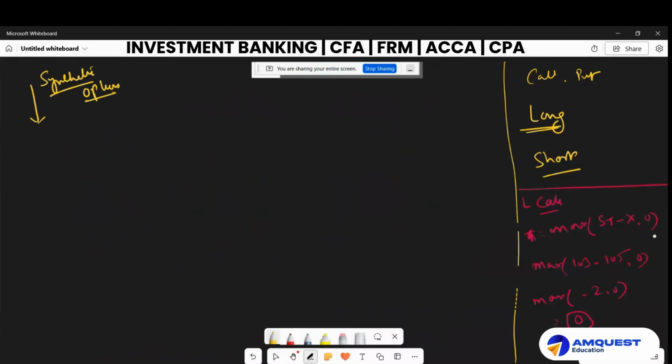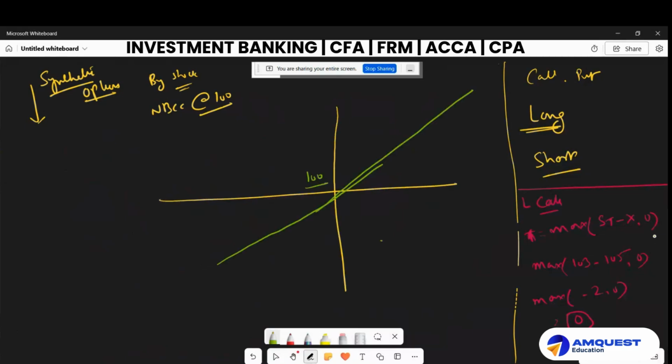Let's take a very simple example. You want to buy a stock, NBCC, worth rupees 100. So you spent 100 rupees. Now, once you spend 100 rupees, how would the payoff look? The downside is minus 100. So the price increases, your profit increases. If the price goes down, your losses increase, till it becomes zero.